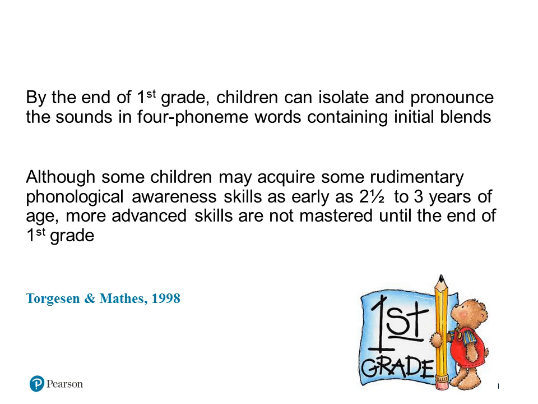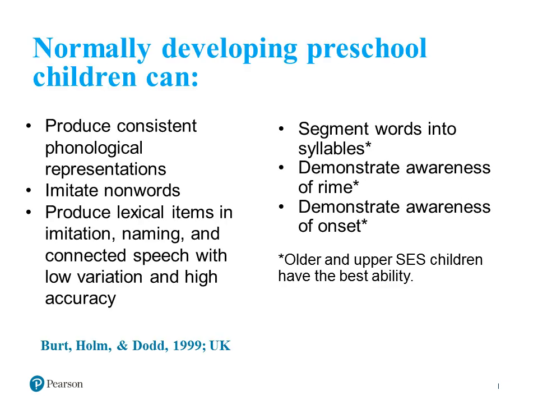By the end of the first grade, according to Torgerson and Mathis, children can isolate and pronounce the sounds in 4 phoneme words containing initial blends. Some children may acquire some rudimentary phonological awareness skills as early as 2.5 to 3 years of age, and then the more advanced skills are not mastered until the end of the first grade. But we do see an emergence as early as 2.5 to 3.5.